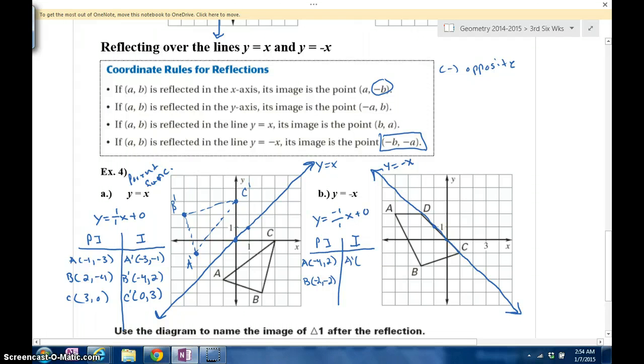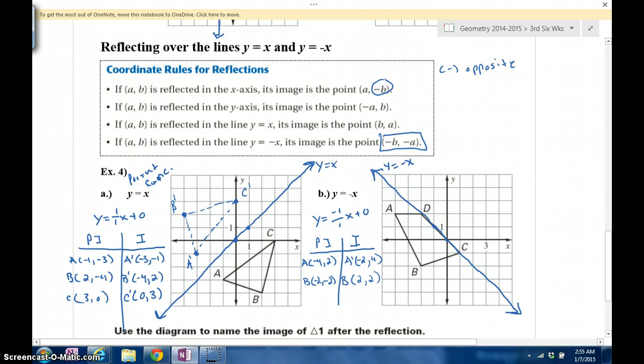Negative B, negative A. So we're still going to switch them just like before, except we're going to take the opposite numbers. So here we're going to have 2, negative 4, but we have to also do opposite. So 2 will be in the x spot, but it'll be opposite, so from positive 2 to negative 2. And then negative 4 will be in the y spot, but opposite that number will be positive 4. Same thing for B. Since it's the same number, the switching isn't going to matter, but we still have to take the opposite. So we're going to get positive 2, positive 2.